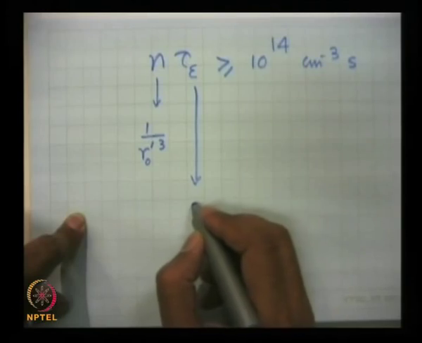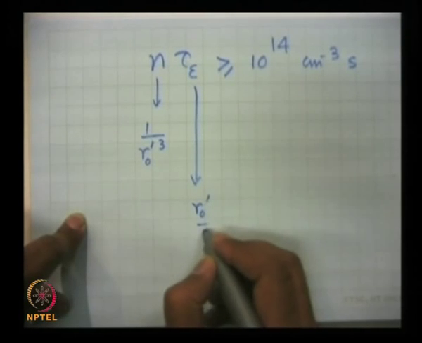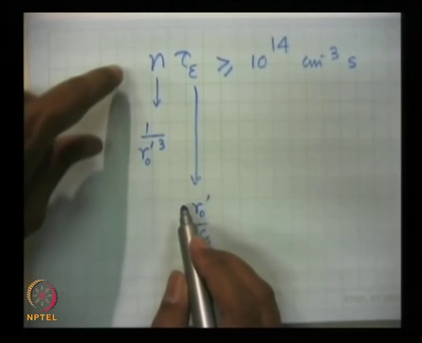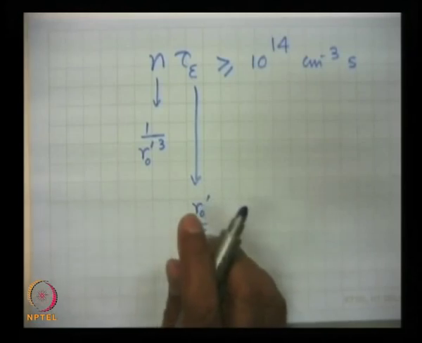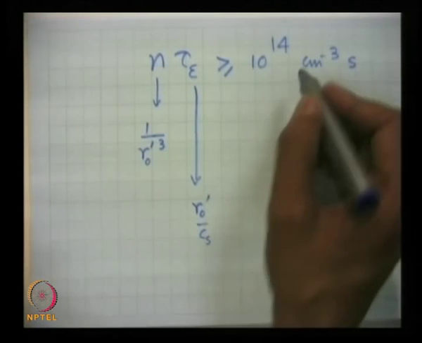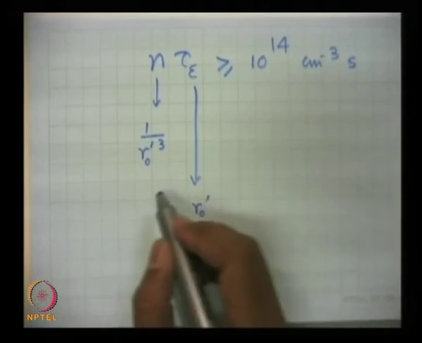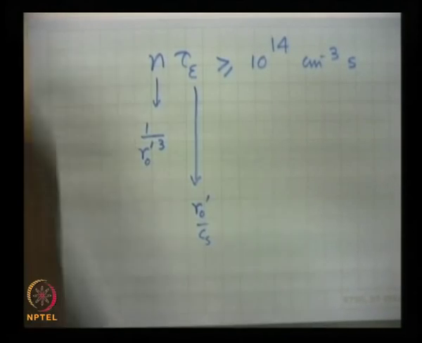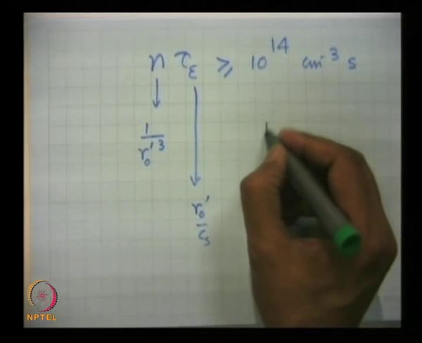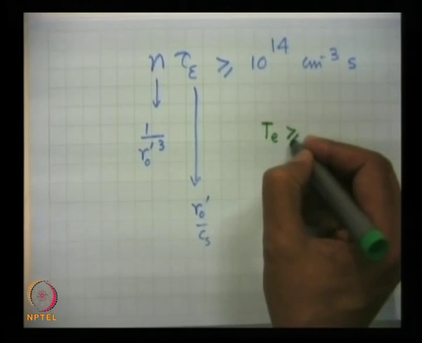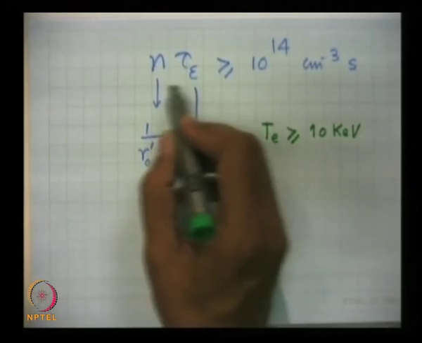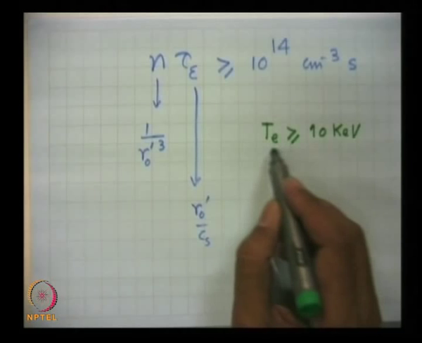confinement time scales as r0 dash by Cs. So, when you take the product, this scales as 1 upon r dash square, which means compression is certainly helpful to achieve this. But obviously you require this to be satisfied in conjunction with electron temperature also exceeding 10 keV. So, this condition has to be satisfied in conjunction with electron temperature of this order.